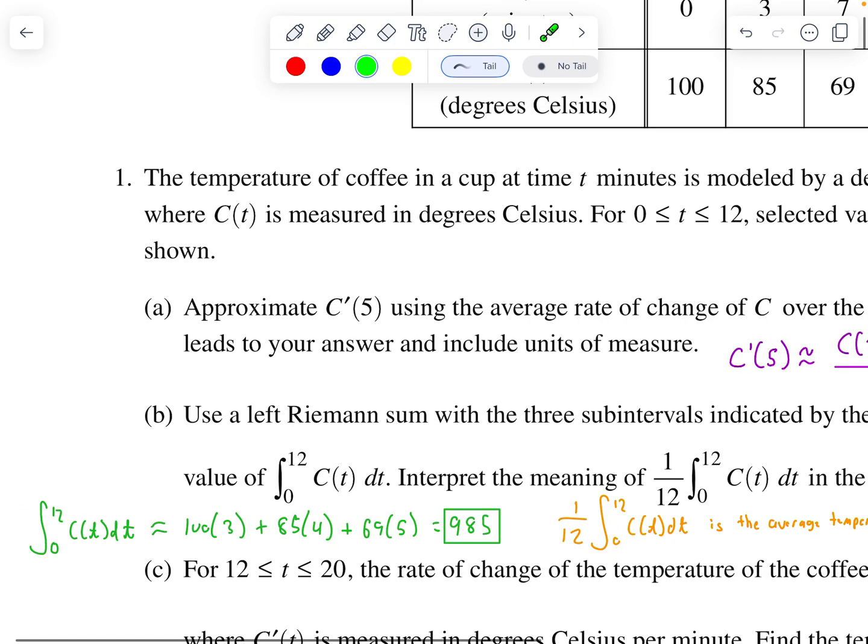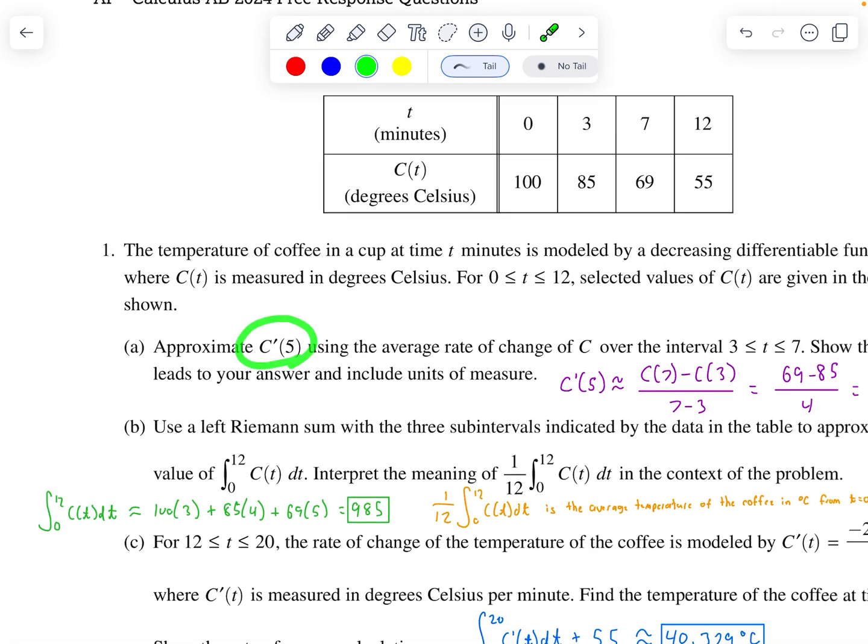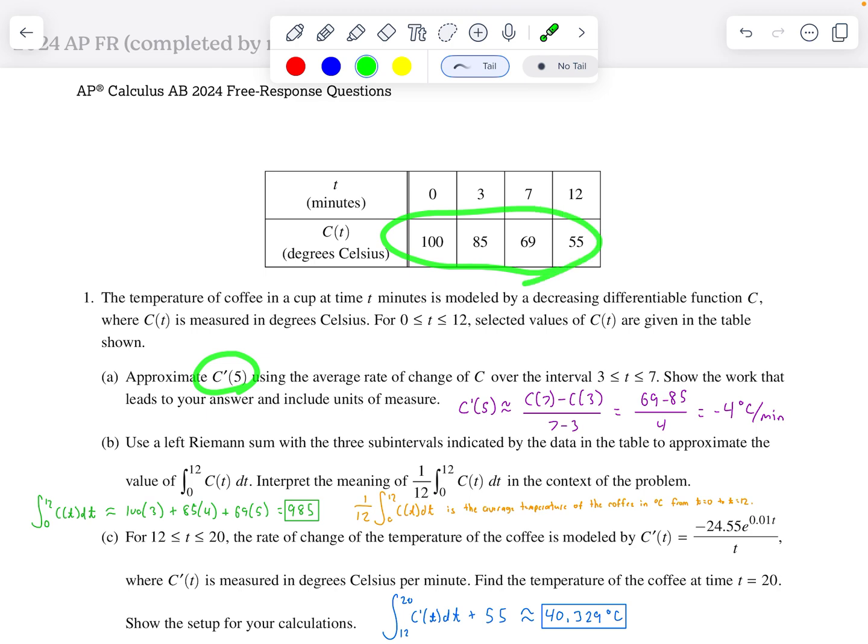But on part A, we are approximating C prime of 5 from a data table that has values of C. This is a typical question that I've seen multiple times. You're approximating C prime 5 using the average rate of change, which is slope between 2 points. So from 3 to 7. So typically, you're just going to find the slope from 3 to 7, whatever these endpoints are.